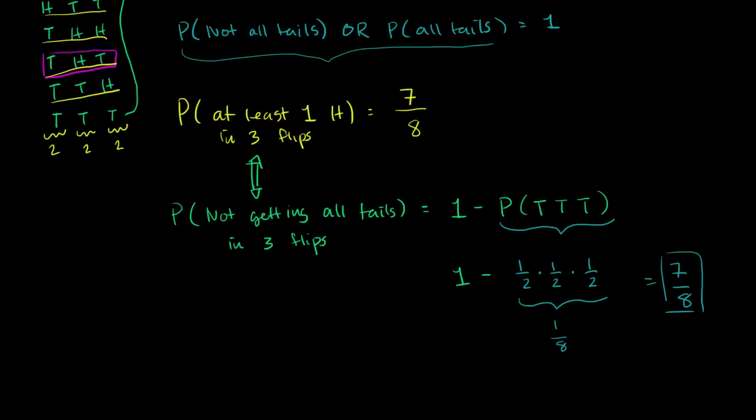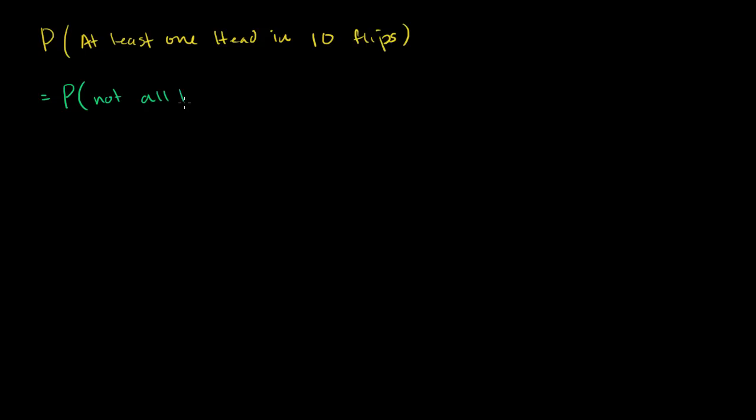So we can apply that to a problem that is harder to do than writing all of the scenarios like we did in the first problem. We can say, let's say we have 10 flips. The probability of at least one head in 10 flips. Well, we use the same idea. This is going to be equal to the probability of not all tails in 10 flips.